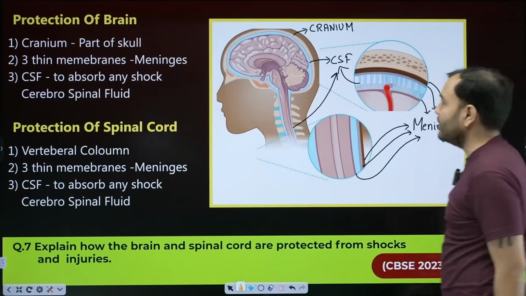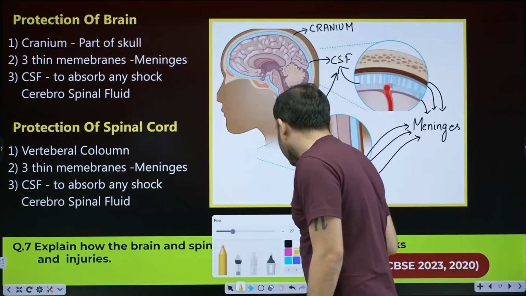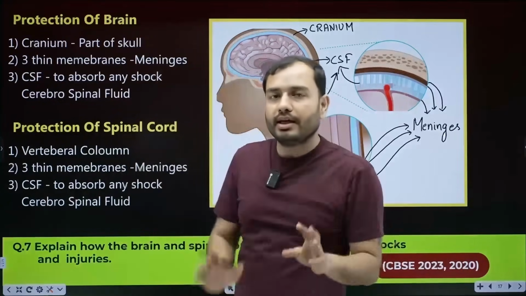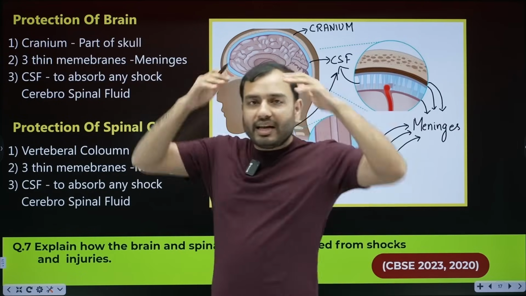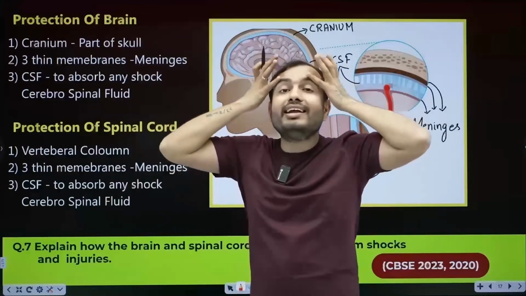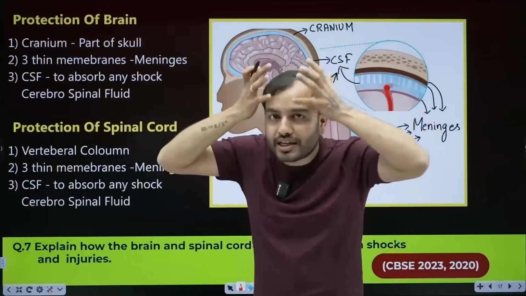Is everything clear? Let's go. Now, how is our brain protected? This question comes in the exam. How are the brain and spinal cord protected? You have to remember 3 things. First, the brain is protected by what around it? Bone. What do we call it? Cranium. Cranium, the bone that protects the brain.